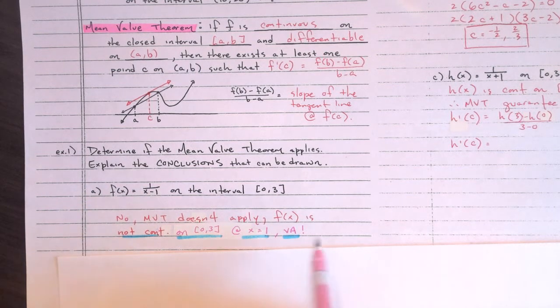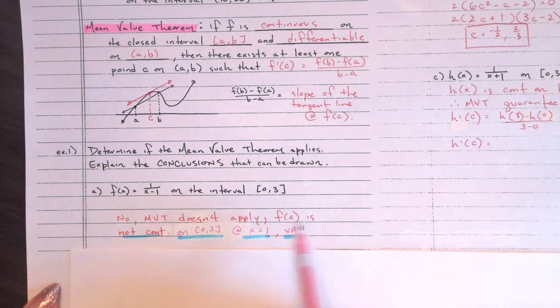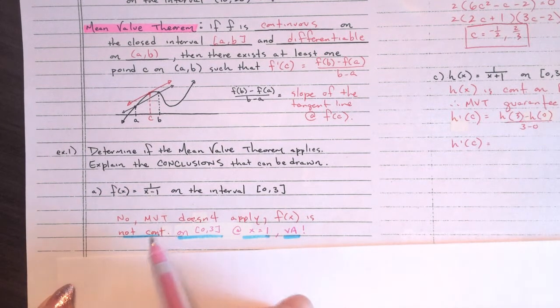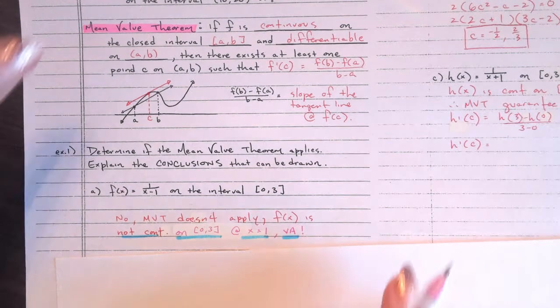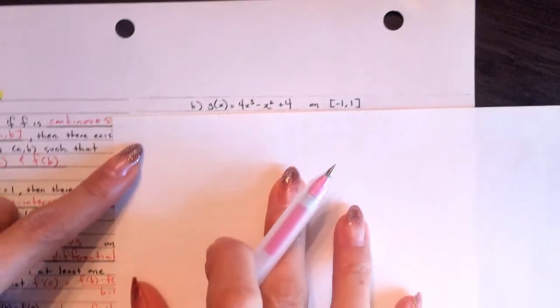So I would like 4 things. Like whether you have, if it's a yes, I'll tell you what I want. But if it's a no, I want 4 things. Not continuous on what interval, where, why. Okay? Okay, how about for this one?